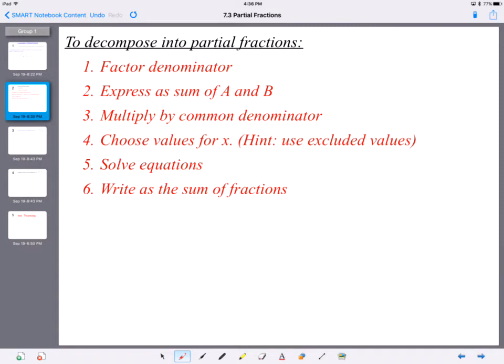Here are the steps to decompose the partial fractions. Go ahead and write these down, and then we'll talk about them as we do a problem. So just to go through these: 1, factor the denominator. 2, express as a sum of A and B. I'll talk about what that means. 3, we want to multiply by the common denominator. Then we want to choose values for x. The hint on this is we want to choose excluded values, and I'll talk about why that is. And then we want to solve the equations. And then the 6th one is to rewrite as a sum of fractions. So you might need to pause to write those down, but we're going to go ahead and move on here.